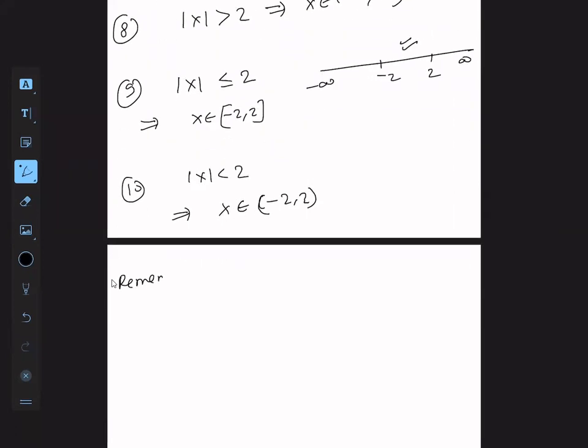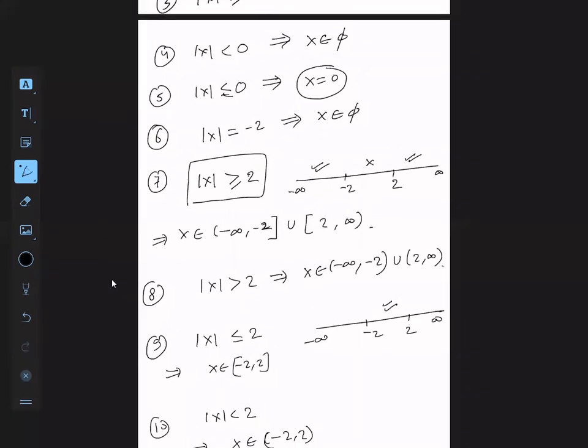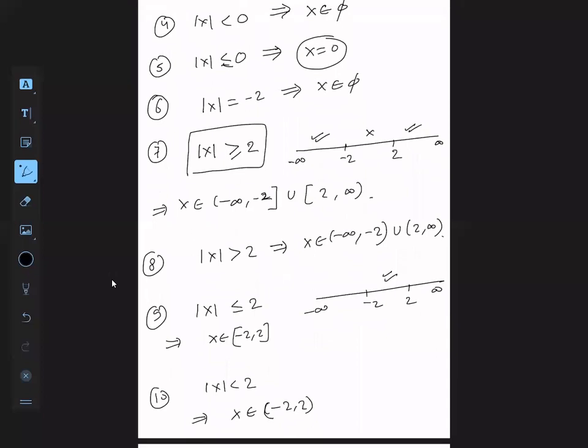Understood? Have you understood these 10 points? Have you understood? Is there anyone who has doubts in these 10 points? Yes, you can put any value in that interval.